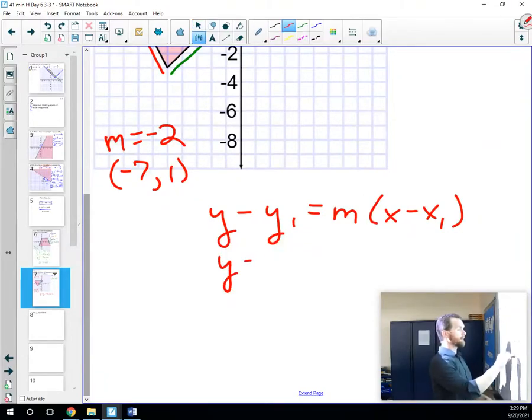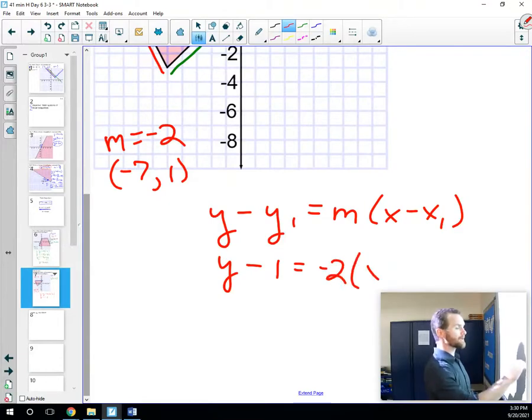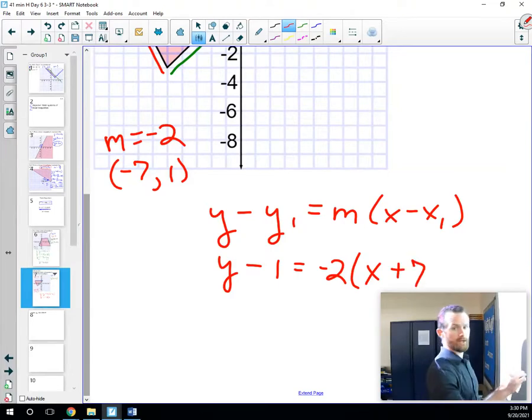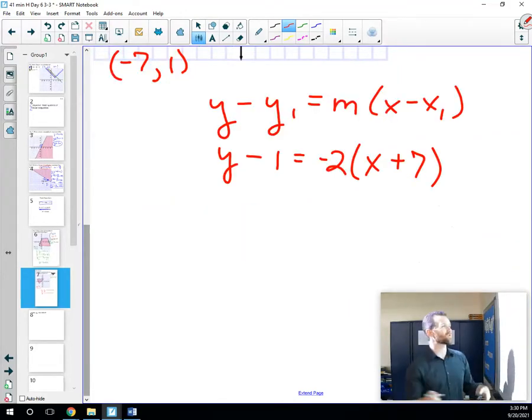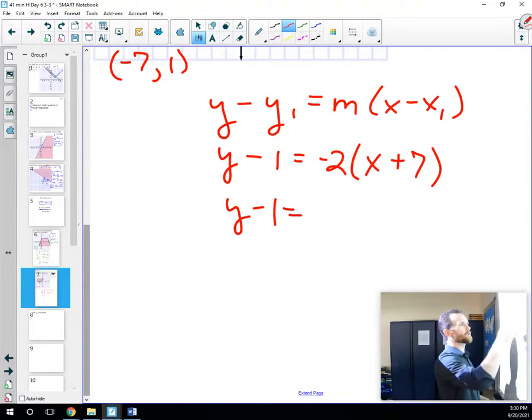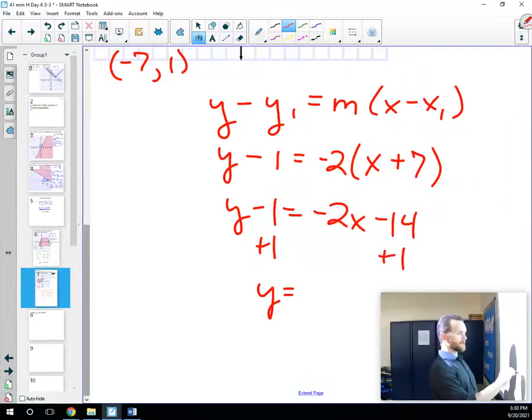So it's going to be y minus. I'm so used to putting y equals for slope intercept, but here it's y minus y1, which is 1, equals the slope of -2 times x minus x1, which is minus -7, so it becomes +7. Hopefully that's something you're good at. Whenever you subtract a negative, we change that to a positive. Then we just do a little manipulating here. So y minus 1 equals, distribute the -2 to get -2x minus 14. Add 1 to both sides, and we get y equals -2x minus 13.